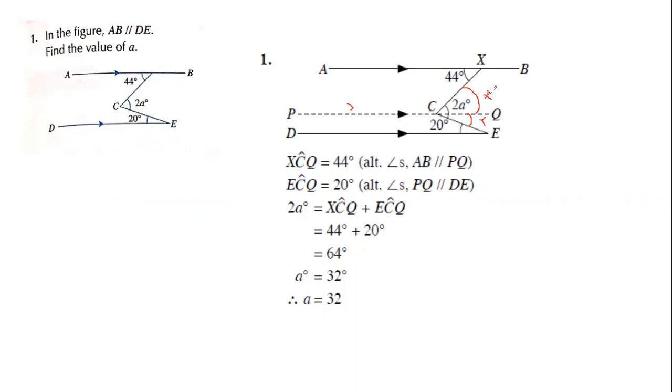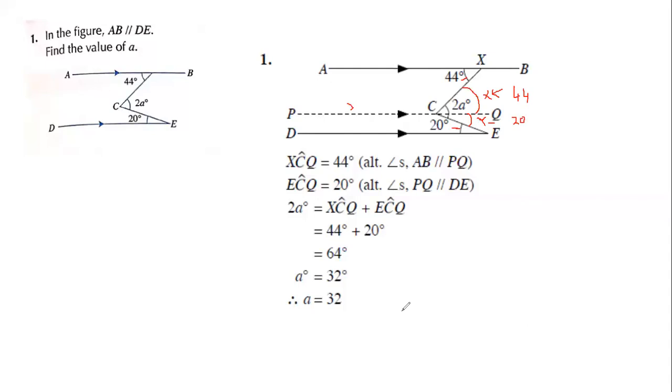So in order to find this X, we can say this angle here and this angle X, these both are alternate angles. For alternate angles, we know the value is the same. So this X becomes 44. Now we also know that this angle Y becomes an alternate angle to this angle here, which is 20 degrees. So we can say this Y equals 20 degrees.